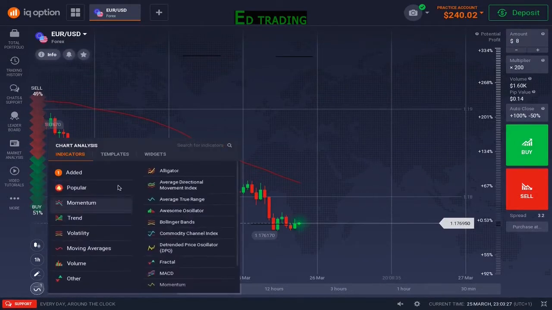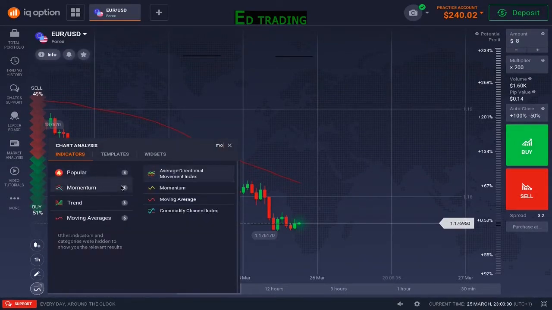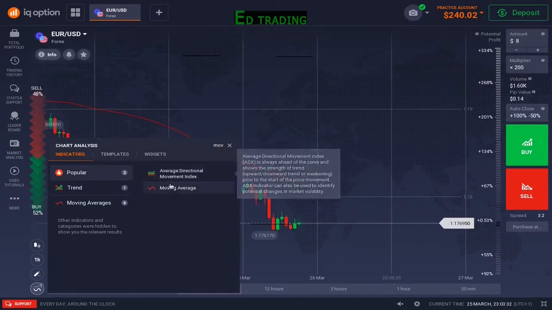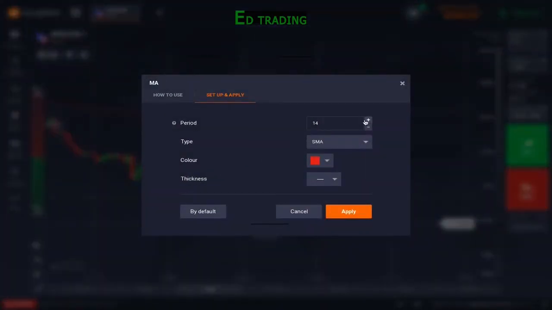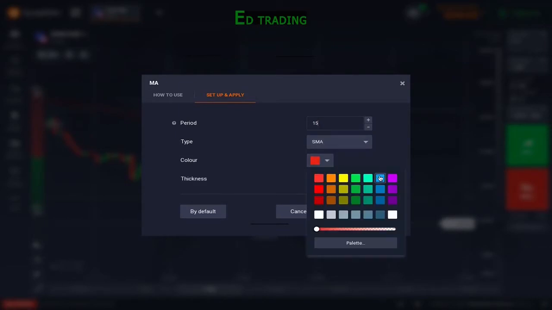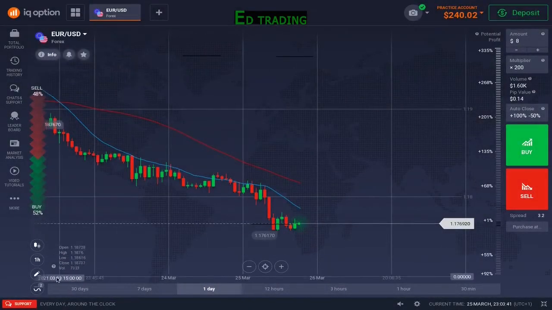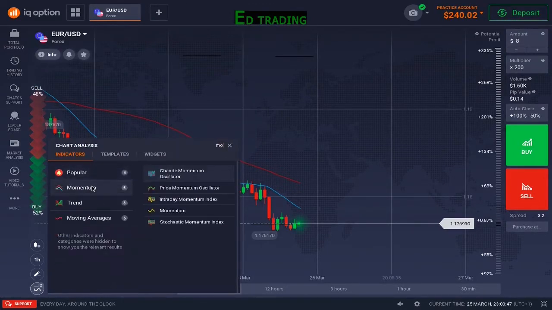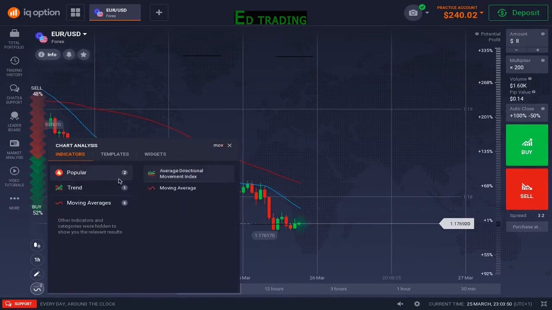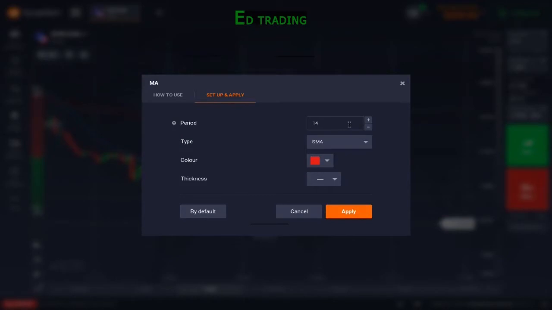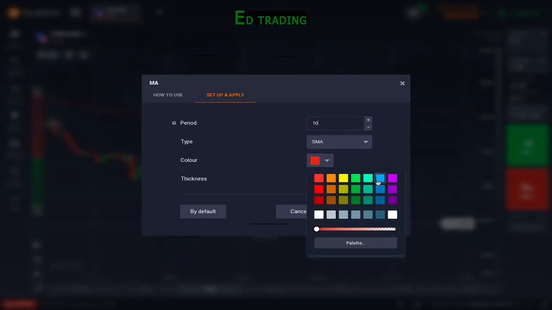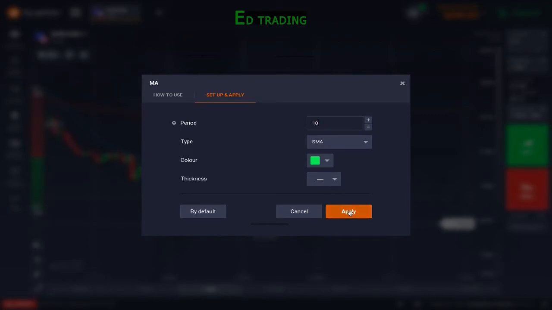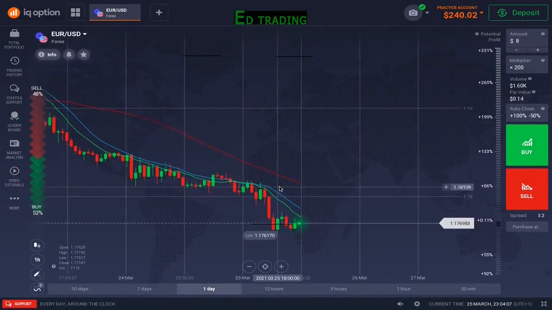You go to indicators again, type in moving average, you change this to 15, change the color to blue, and you apply. You go to indicators again, moving average, change this to 10, change the color to green, then you apply. So these are the 3 moving averages we'll be using today.